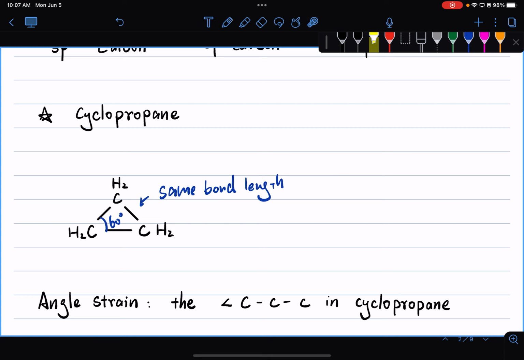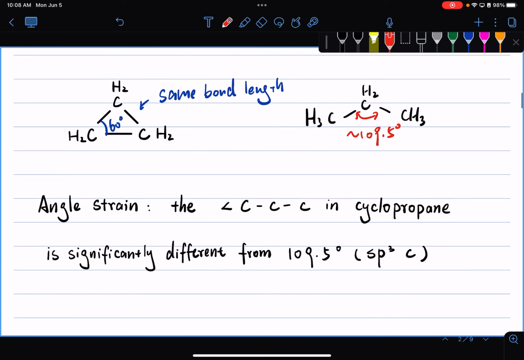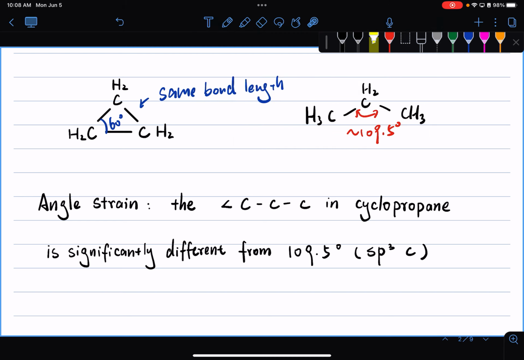Now, this 60 degree angle is obviously different from what we expect for a tetrahedral carbon-carbon bond angle, right? If we compare it with a linear molecule, like CH3, CH2, CH3, the bond angle there is expected to be around 109.5. And this huge angle difference is, in fact, one of the contributors to our ring strain, which is called angle strain.